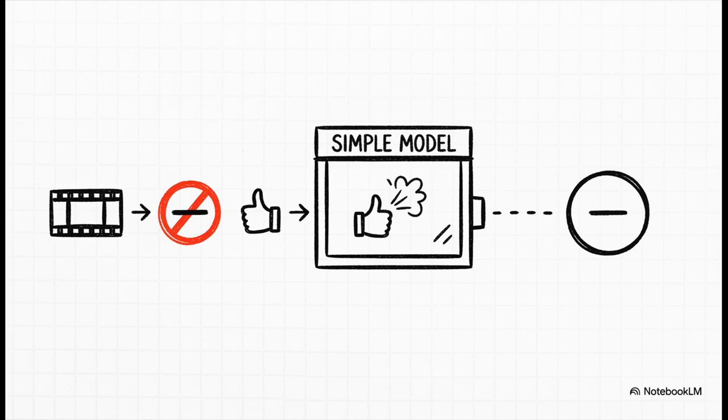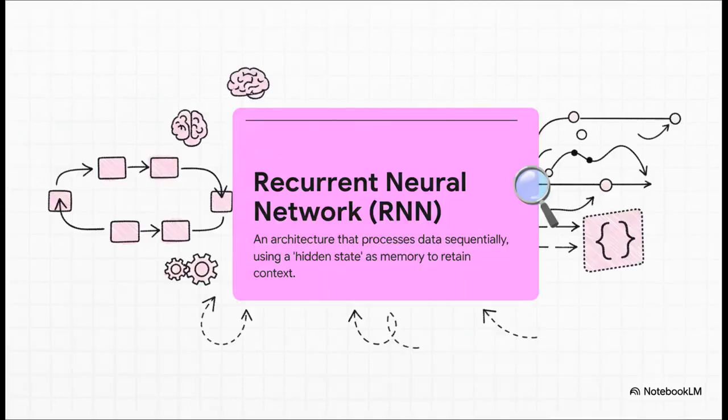If a model just averages the meaning of all the words in a sentence, words like not and good can basically cancel each other out, and it might think this is a positive review. To truly get it, a model needs memory. It needs to understand that the word not fundamentally changes the meaning of the word that comes right after it. And that is precisely the problem that a recurrent neural network, or RNN, was designed to solve.